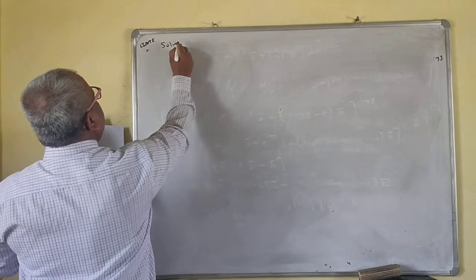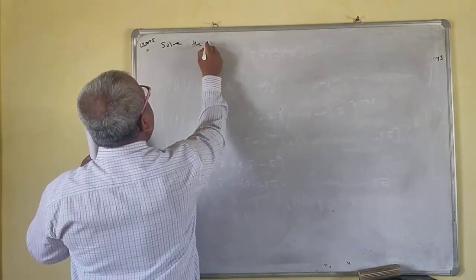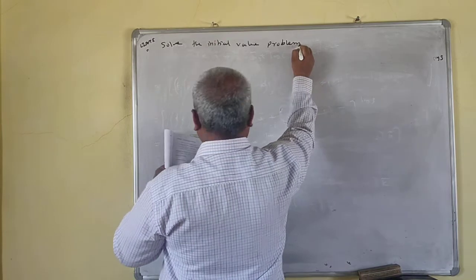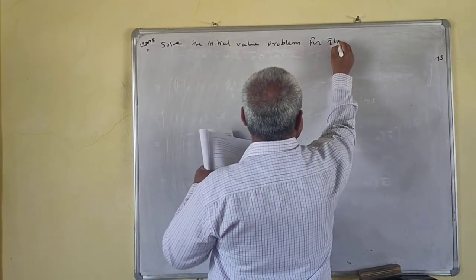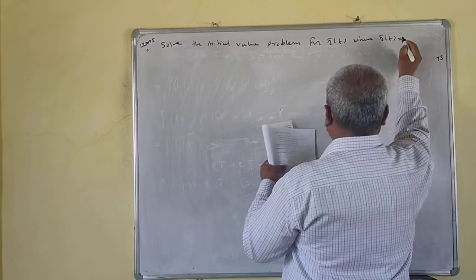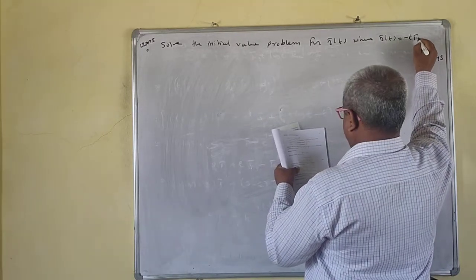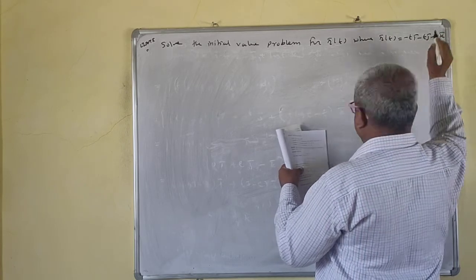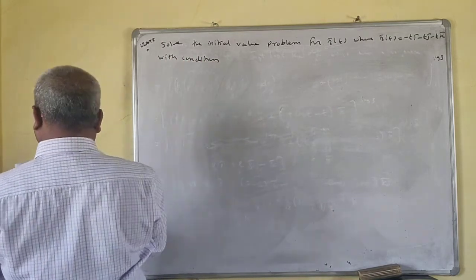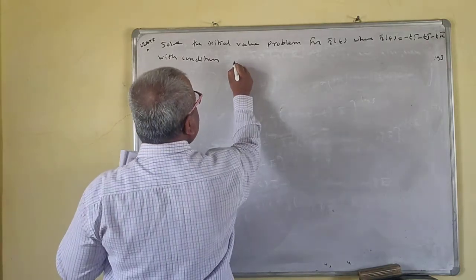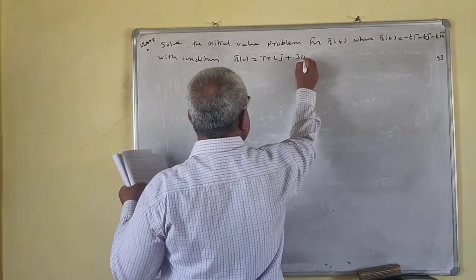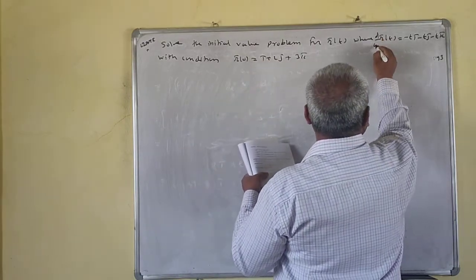Solve the initial value problem for r bar of t, where dr bar by dt is equal to minus t I bar minus t j bar minus t k bar, with condition r bar of 0 is equal to I bar plus 2 j bar plus 3 k bar.